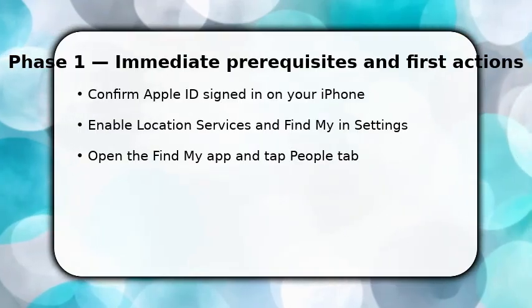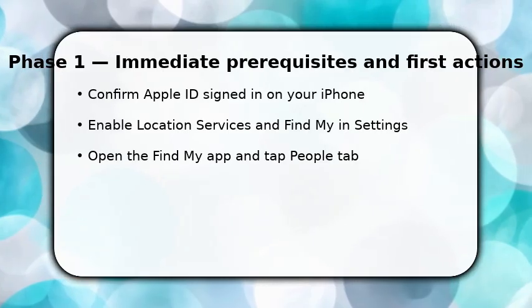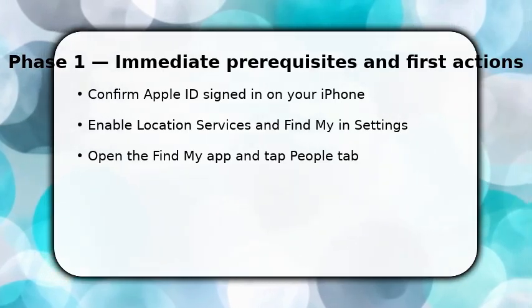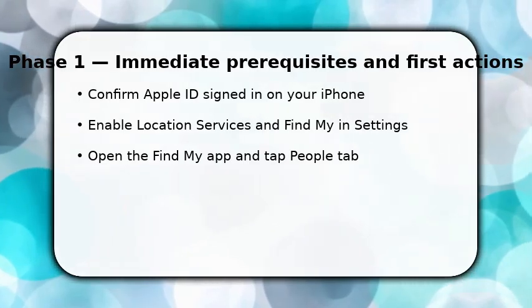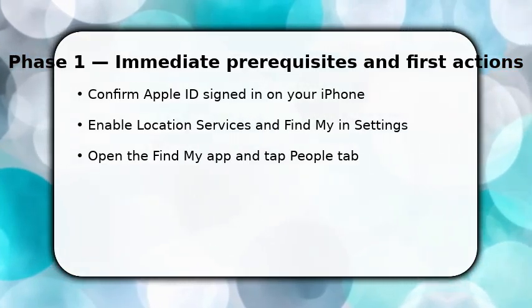You begin by confirming your Apple ID is signed in and that location services are enabled. This ensures your device can share location. Once done, open the Find My app and go straight to the People tab.